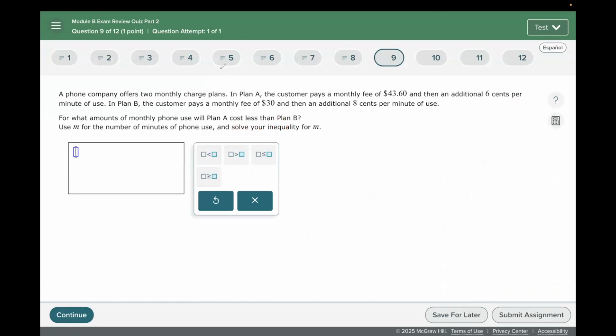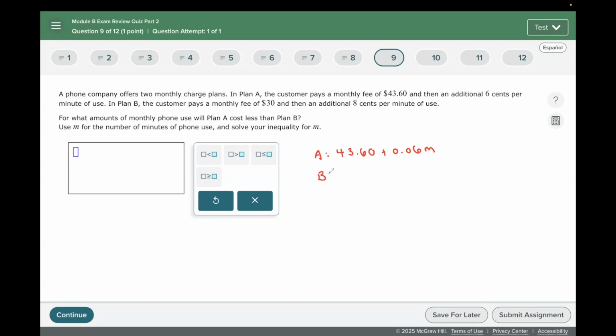Ooh, okay, another word problem. A phone company offers 2 monthly charge plans. In Plan A, so let's just set up our information. Customer pays a monthly fee of $43.60, and then an additional 6 cents per minute of use, so 0.06. And they want M for minutes, so times the number of minutes.